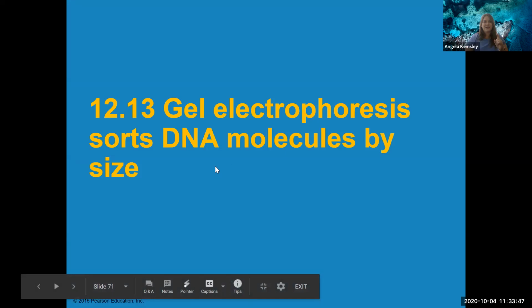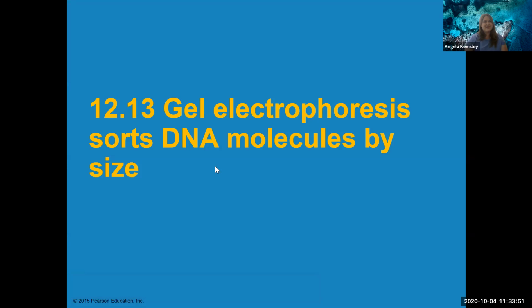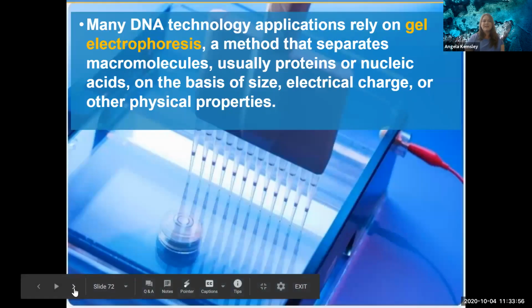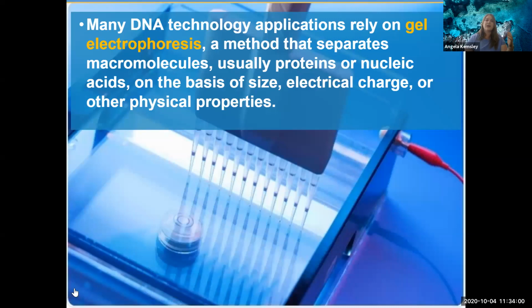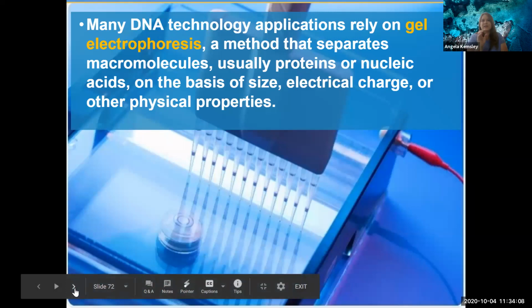Now, this is my favorite part of DNA profiling because this is something that we can actually do in the lab. So many DNA technology applications rely on gel electrophoresis, which is a method that separates macromolecules, usually proteins or nucleic acids, based on their size. So that's what's important, is we're going to be looking at a gel.